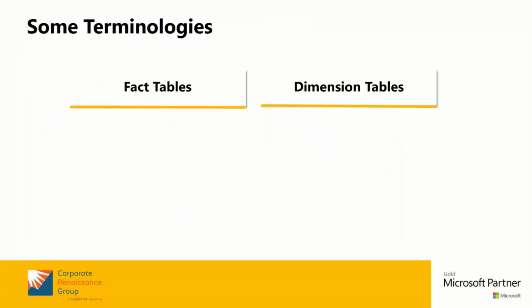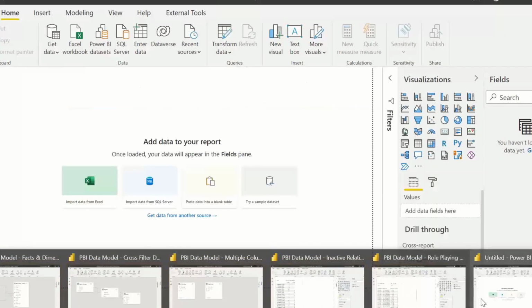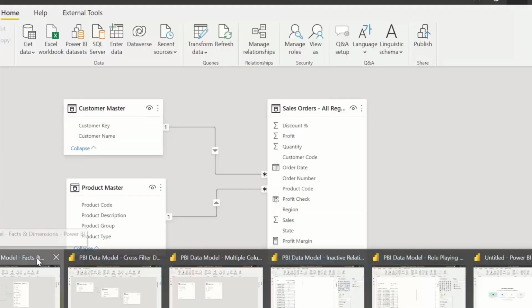Before we start creating data models, there are certain terminologies and concepts to understand. You don't have to become a master of all these things, but you need to know what fact tables are and what dimension tables are. Okay. Let me give you an example. So I'm going to open an existing Power BI file.